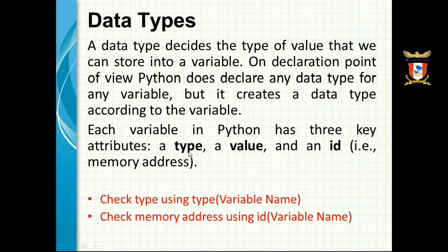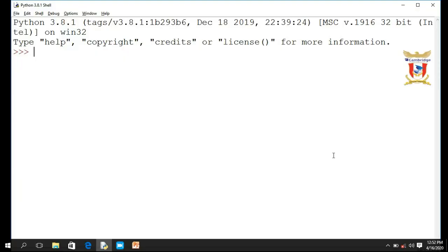So to check these three attributes, value, type, and id, we have to move to the Python shell. Let's suppose here we are using a variable a equal to 12. I directly assign a value to the variable. The type of this value is integer. So when you assign the value 12 to variable a, the system will automatically assign a data type to a, that is integer. If I assign a string like a equal to hello, then the system will automatically assign a data type to variable a, that is string.